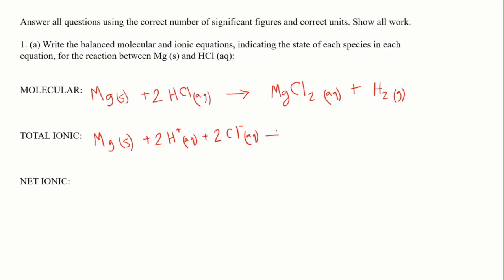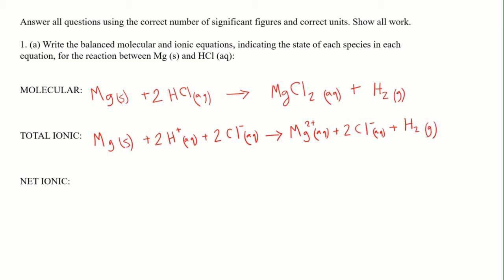Now I will turn over to the product, and in the product I have magnesium chloride aqueous that will also break down into ions, which will give me 1 magnesium ion plus 2 chloride ions. Hydrogen is a gas, so that will remain as it is.